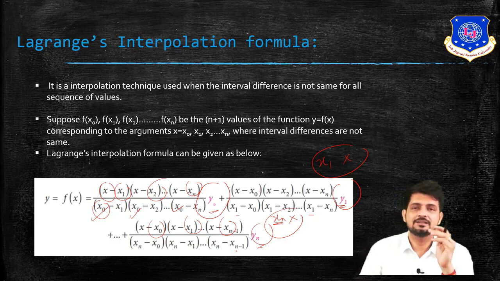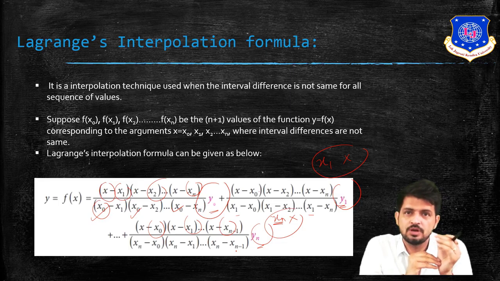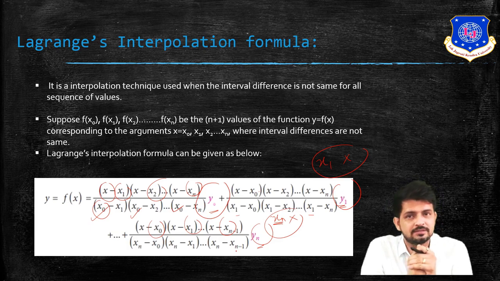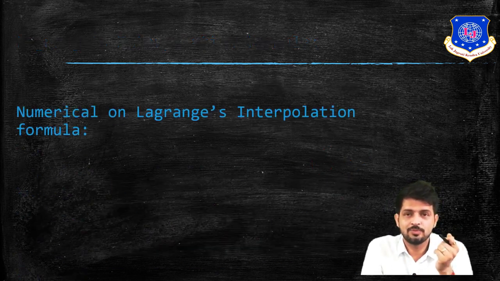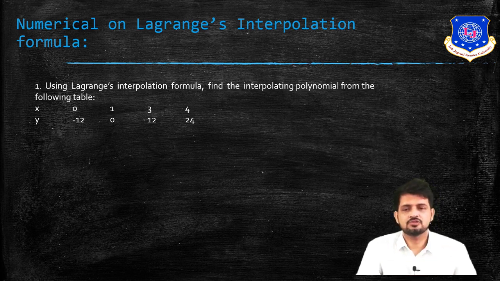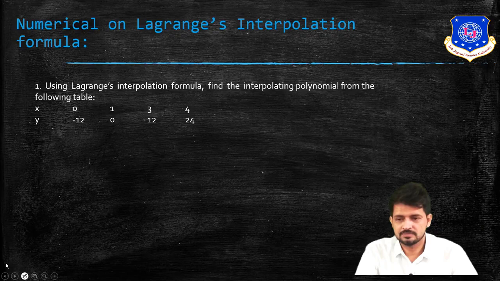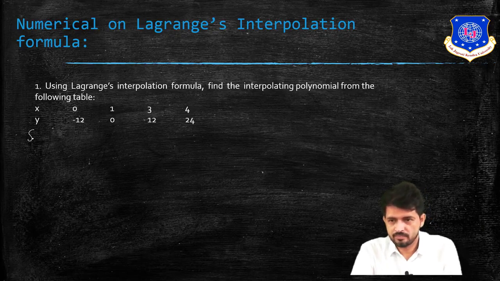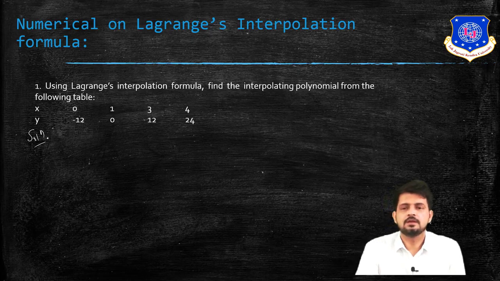In Lagrange's interpolation formula, the main thing is the formula only. You have to remember the formula, and on the basis of the formula you can solve the numerical. Let us solve some numericals on the basis of this. We have to find the interpolating polynomial from the following table, and we have to use Lagrange's interpolation formula. First of all, let us write the formula for n is equal to 3. How can you identify the value of n here?